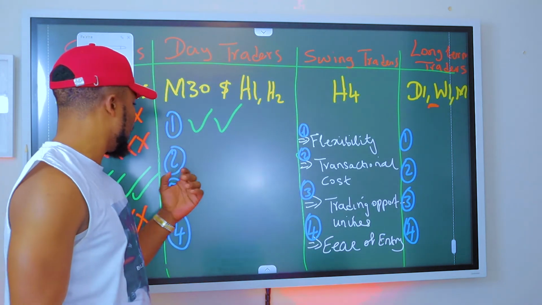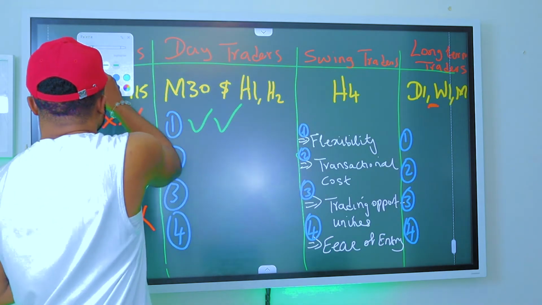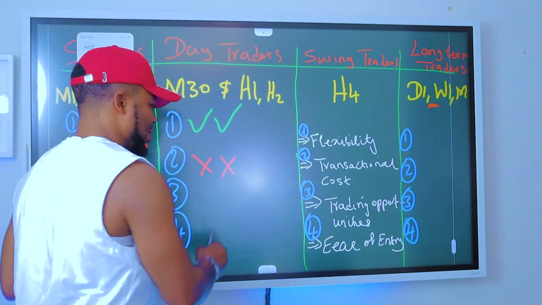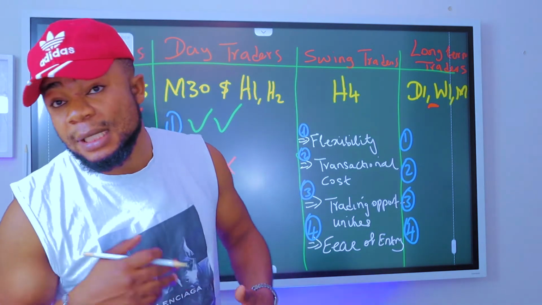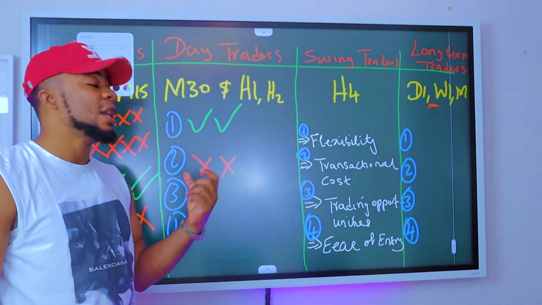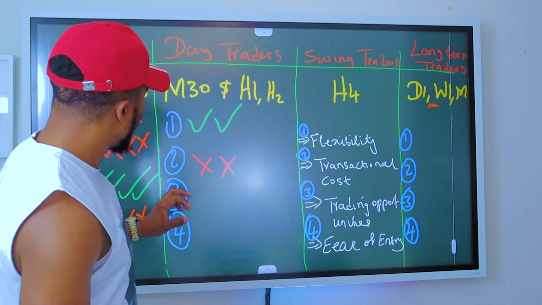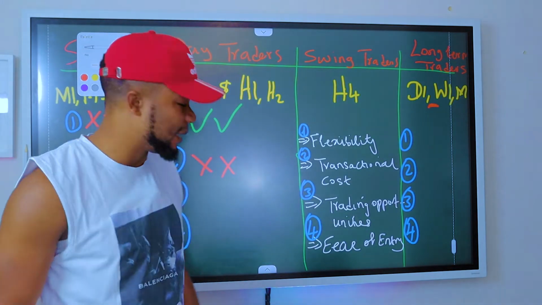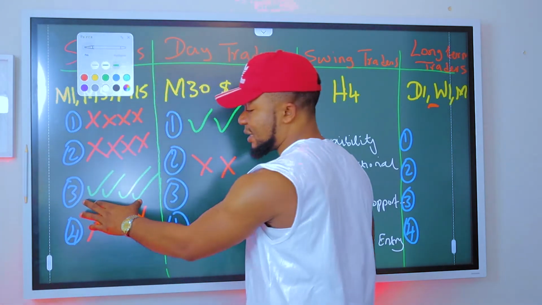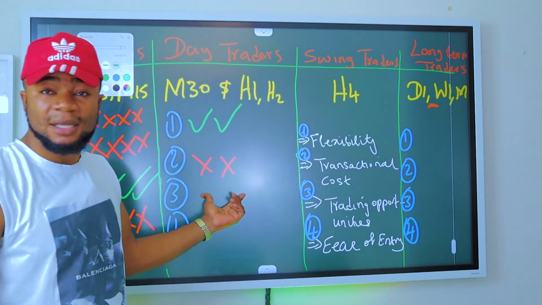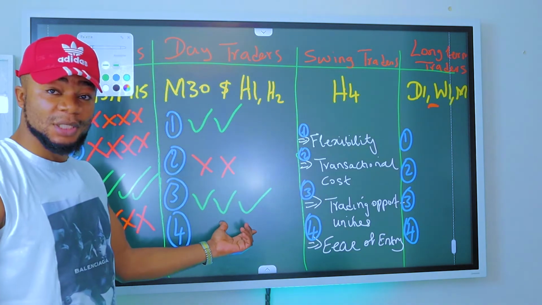For transactional cost, instead of having 4 stars, I'll give red stars here, because since you are using a lower time frame, you'll be opening and closing many positions. So the transactional cost, I'll give 2 stars instead of 4. Good. Let's go now to the next point, which is trading opportunities. Yes, it has also trading opportunities. Instead of having four ticks here, this one has three ticks for trading opportunities.